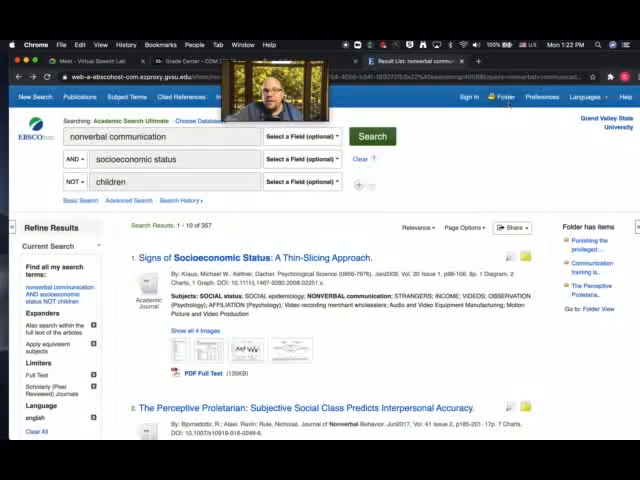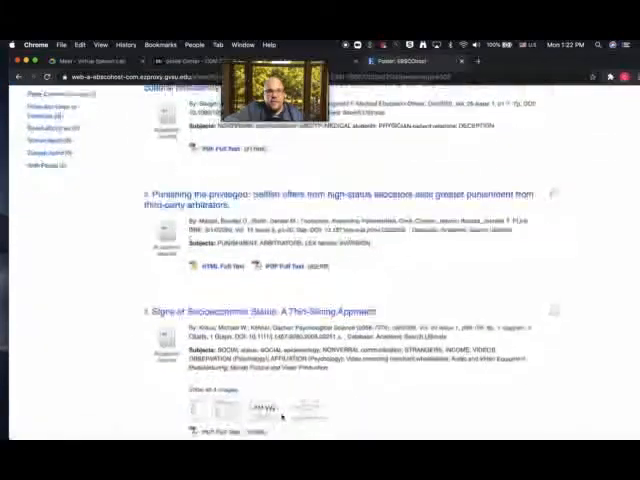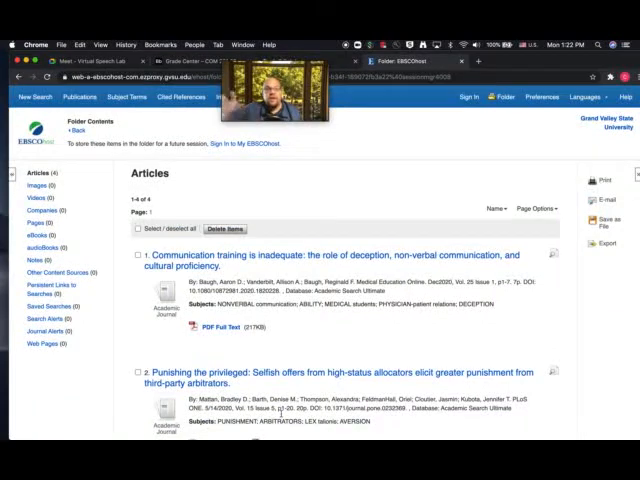Then at the end, go to your folder, and you're going to have these nice and clean lined up for you so that you can actually go through and now look at maybe 20, 30 articles instead of 300 and some odd articles. So that's the way to go there.